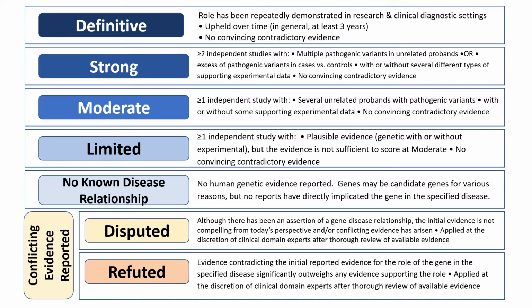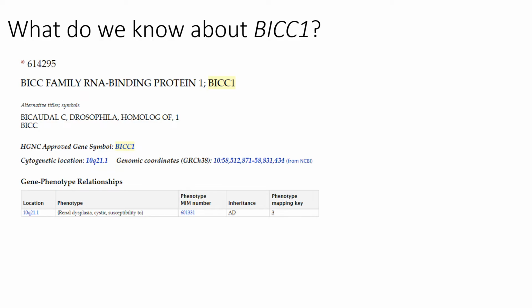If there's evidence available to contradict the gene-disease relationship, the pair may be classified as disputed or refuted, depending upon the strength of the contradictory evidence as compared to the supporting evidence. Clinical validity classifications are subject to change over time as new evidence emerges, and as such, classifications should always be dated and periodically re-reviewed. So now, let's go back to our case and the variant in BICC1.